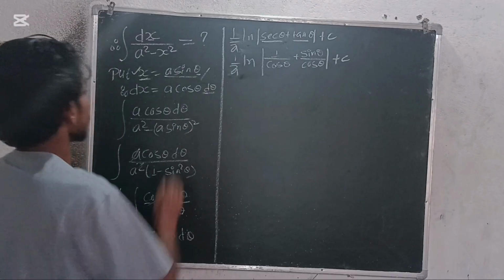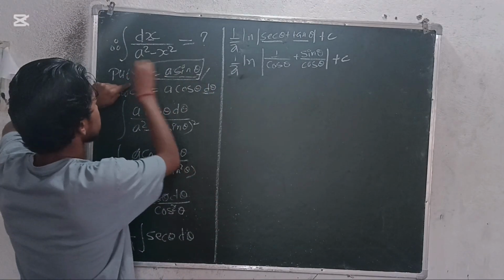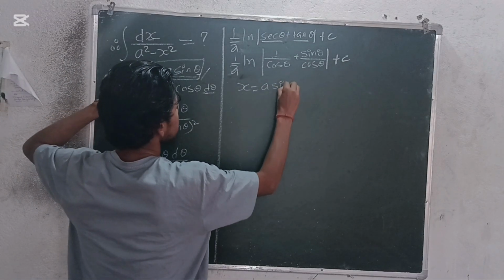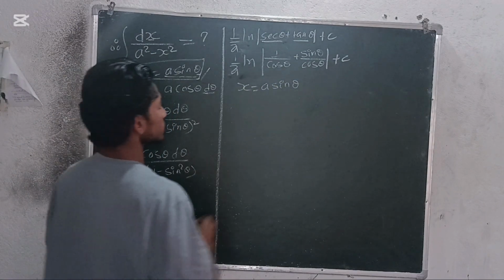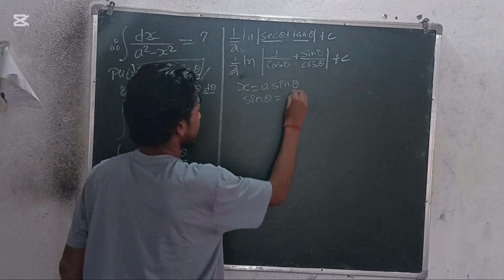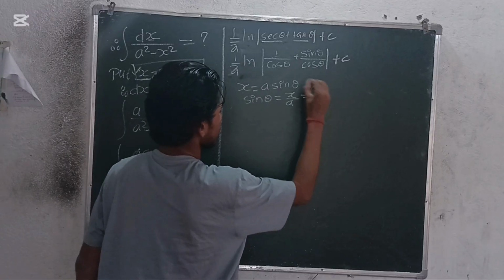So what are we going to do from here? We have to take the relation that x is a sine of angle theta. So sine of angle theta is x over a, and this would be my perpendicular over hypotenuse.